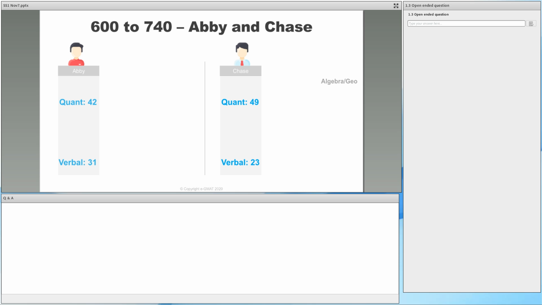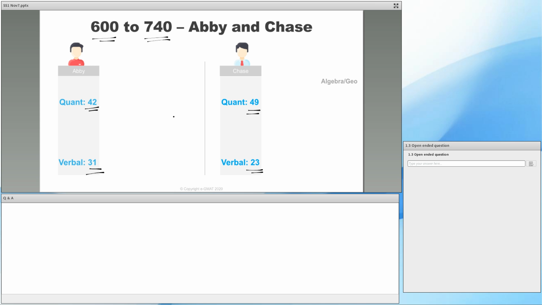So what I'm going to do is take a case study. I'm going to look at 2 students, Abby and Chase. Both of them want to go from a starting score of 600 to a score of 740. Abby has a more balanced set of starting scores. She's at a Q42 and a V31. Chase is really strong in quant, not so strong in verbal. He's at a Q49 and V23.